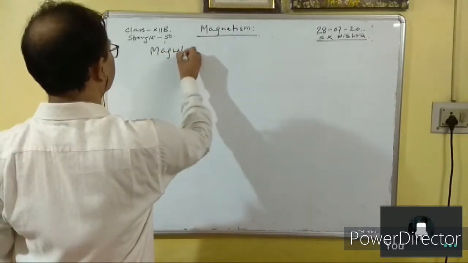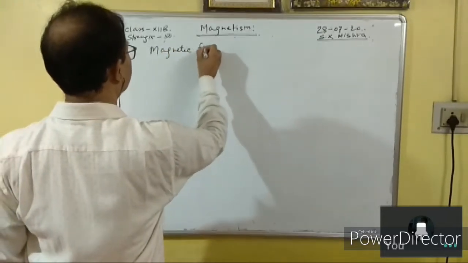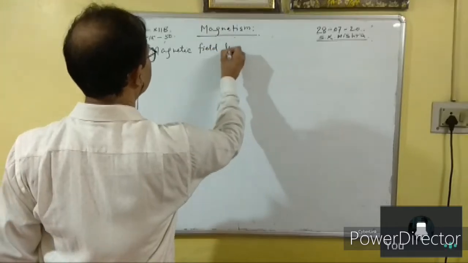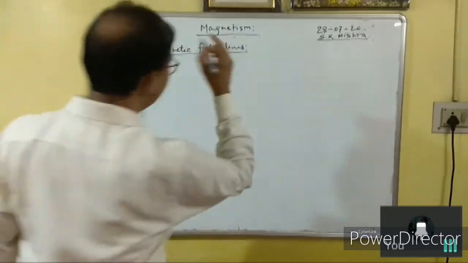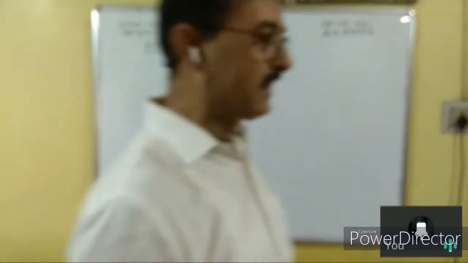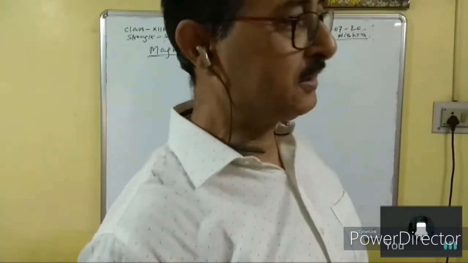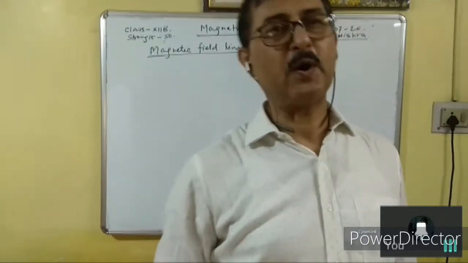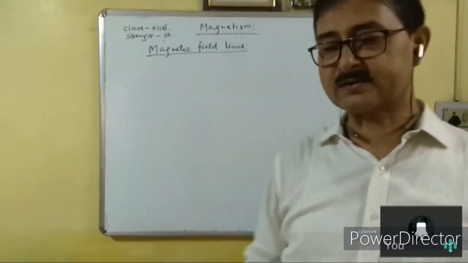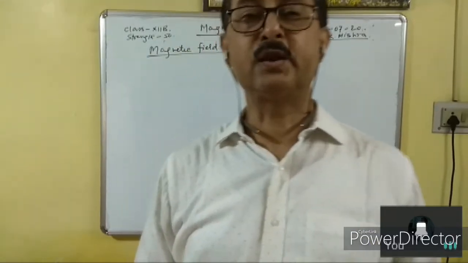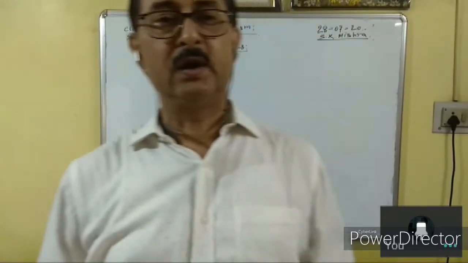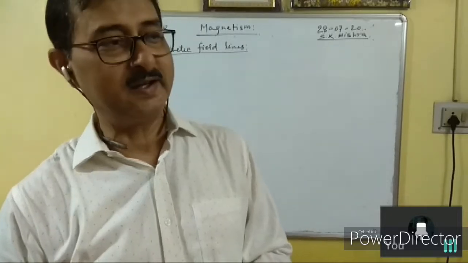Magnetic field lines. So similar to that of electric field lines, a slight difference is there. Actually, magnetic field lines always form a closed loop because magnetic poles always exist in pairs, north south, north south.